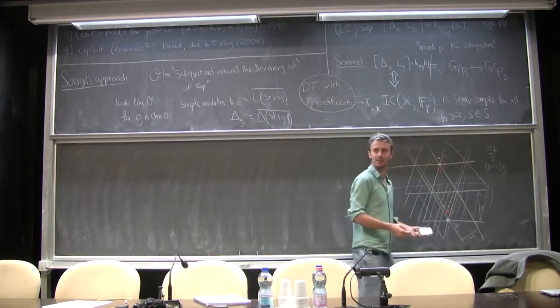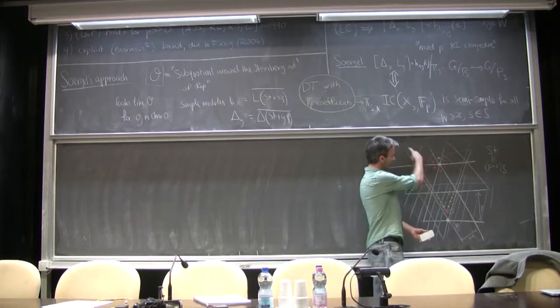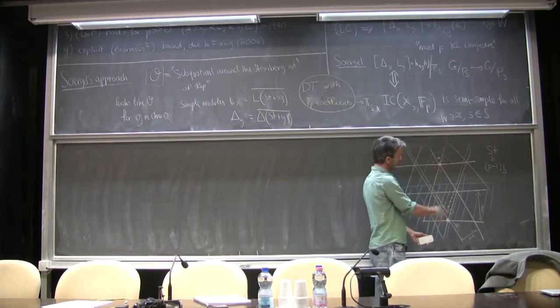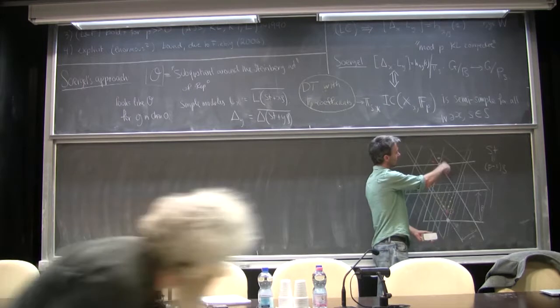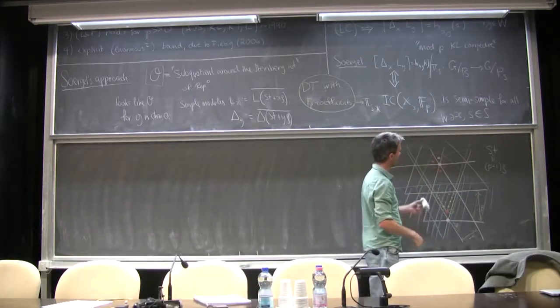So what Andrea is saying is that if you look in the affine flag variety, this looks like a G mod B, and in fact it is. So this is a finite G mod B and so on.